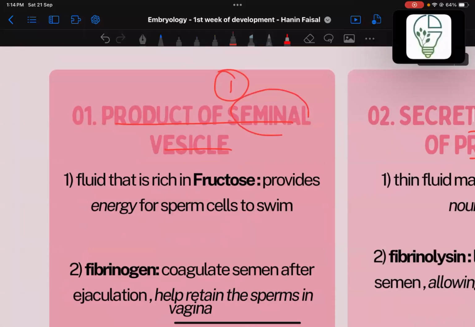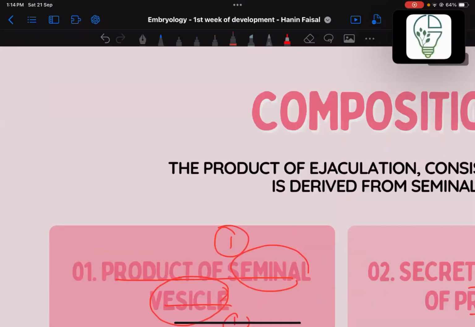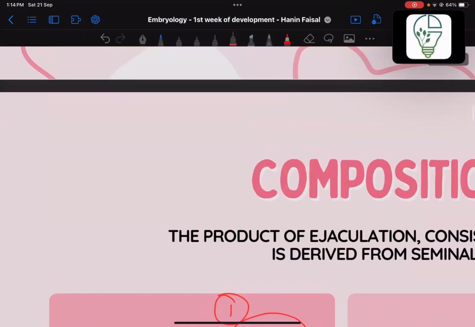Now, seminal vesicle is rich in what? First thing is fructose. Any glucose molecule, fructose, any carbohydrate. What's the use of this carbohydrate? Like, why do I have glucose or fructose? Exactly. Provides energy. Exactly, energy or ATP. And why do you think we need energy for the sperm? Exactly, so the sperm can move.